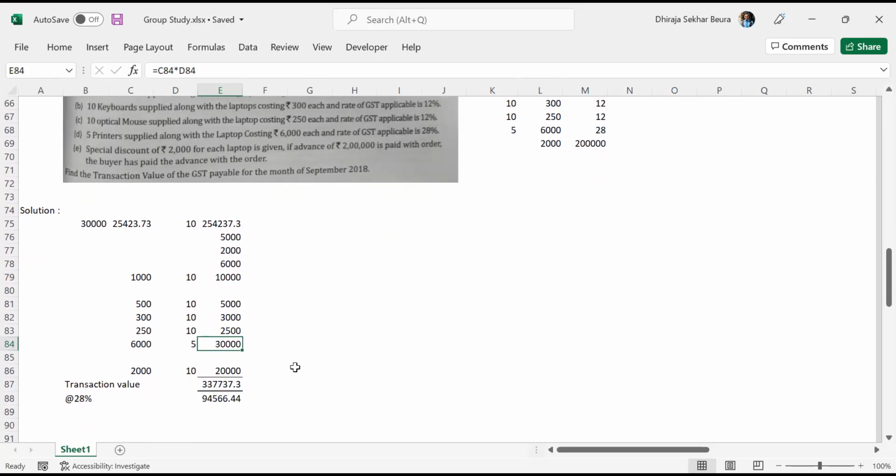Now, as I said, the concept: the special discount will be added back. 2,000 into 10 comes to 20,000, the discount that is being added back, which gives us the transaction value of 3,37,737. On that, we apply the tax rate of 28%, which gives us our GST payable of 94,566. Any questions, please?